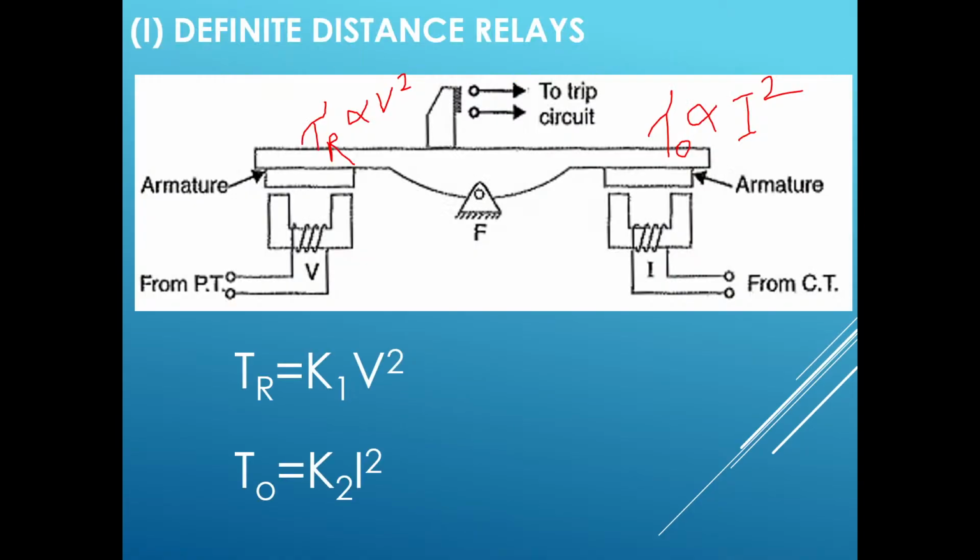So that's it. Its operation is simple. Whenever a fault occurs, the current flowing through this coil will increase for this electromagnet, and operating torque will become greater than the restraining torque. Hence this armature is attracted towards this electromagnet, and hence the moving contact comes in contact with these fixed contacts, and the relay operates. Or we can say the trip circuit is closed and the circuit breaker is open. So this is how the definite distance relay operates.